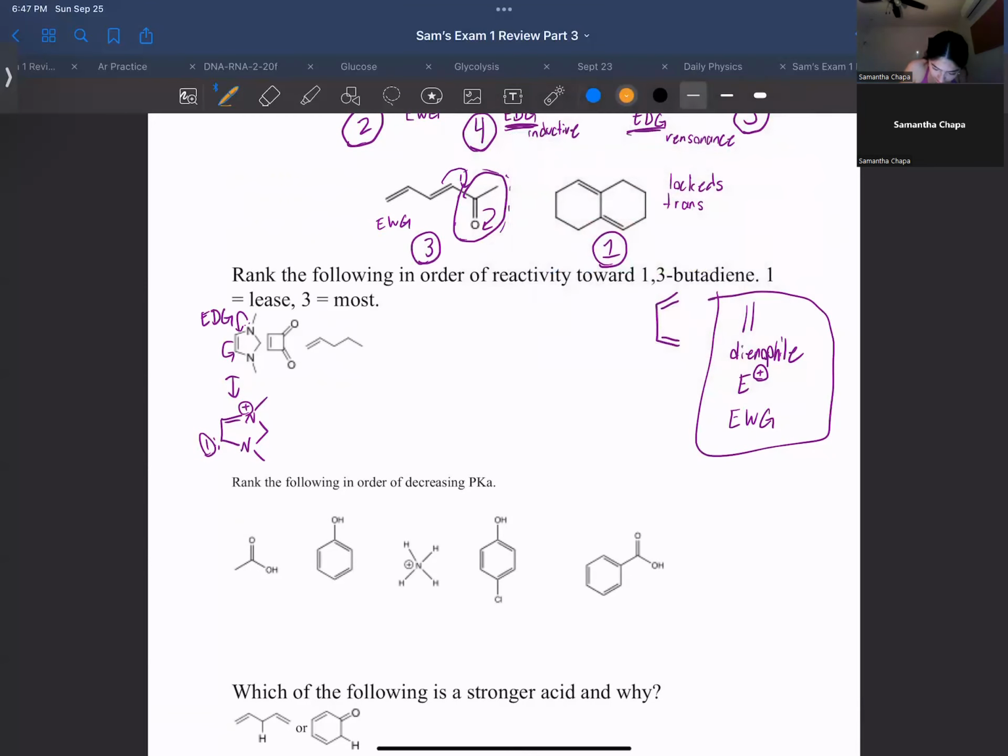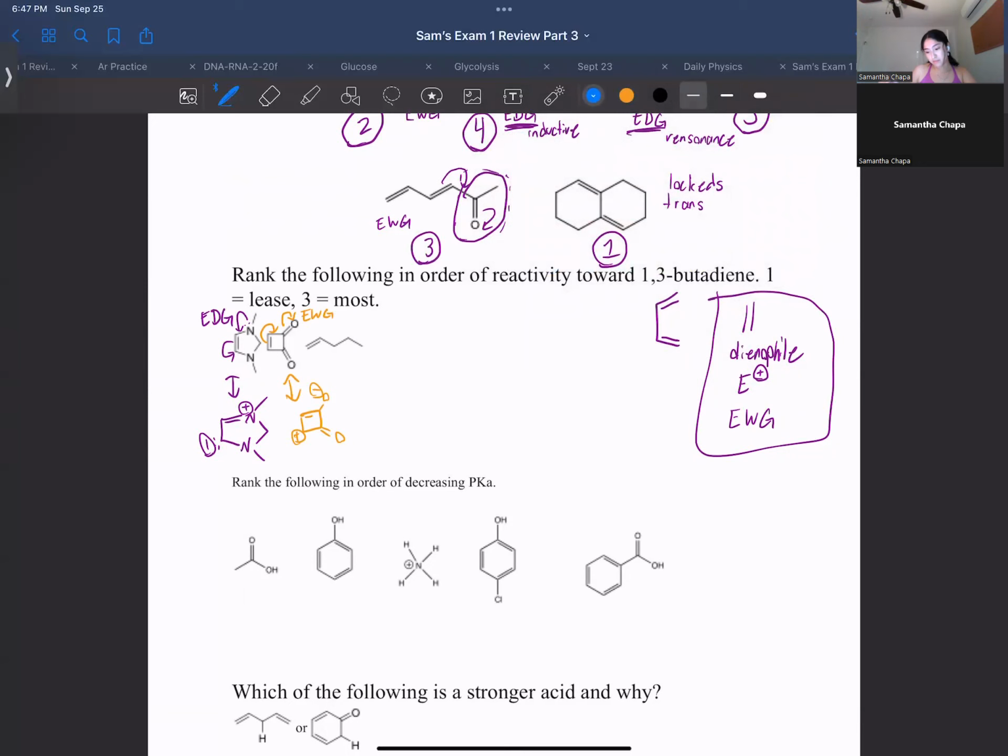Here we can resonate outwards. My resonance structure is going to put a carbocation on the carbon where the double bond used to be. Let me draw the resonance structure so it shows that. So, electron withdrawing group.